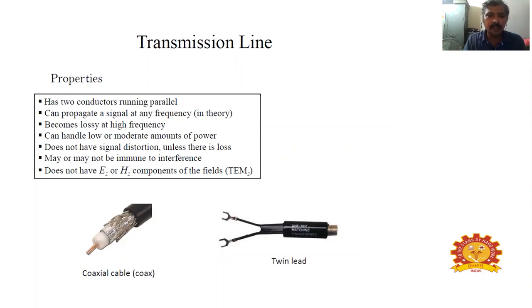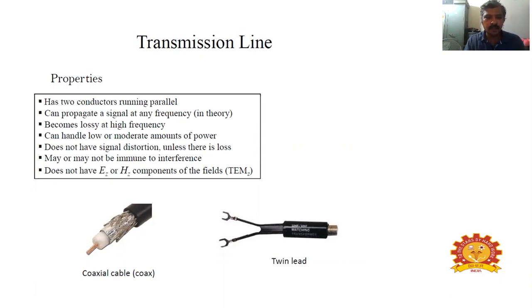It does not have Ez or Hz components of the fields. You all know what Ez is: Ez is the electric field intensity, whereas Hz is the magnetic field intensity. So these components may not be present in transmission lines.